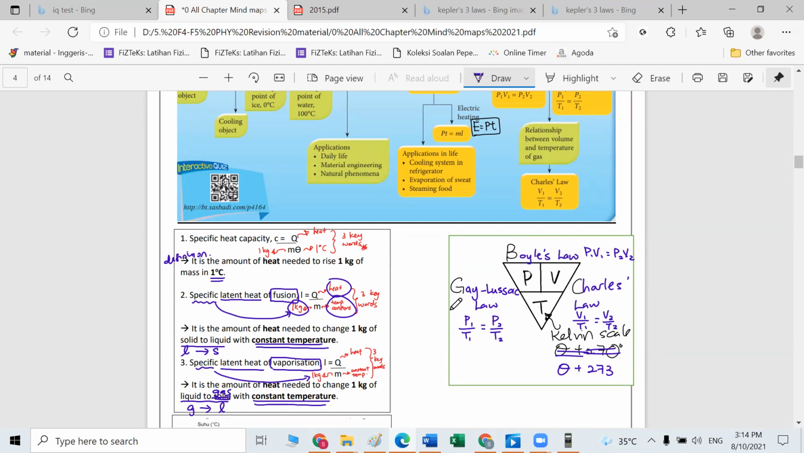So we cannot simply use the proportional method. For Gay-Lussac and Charles, okay. But for Boyle's, we cannot use the proportional method. So when they say some air, some gas, volume, temperature, something changed, please draw back the triangle and check back the law.